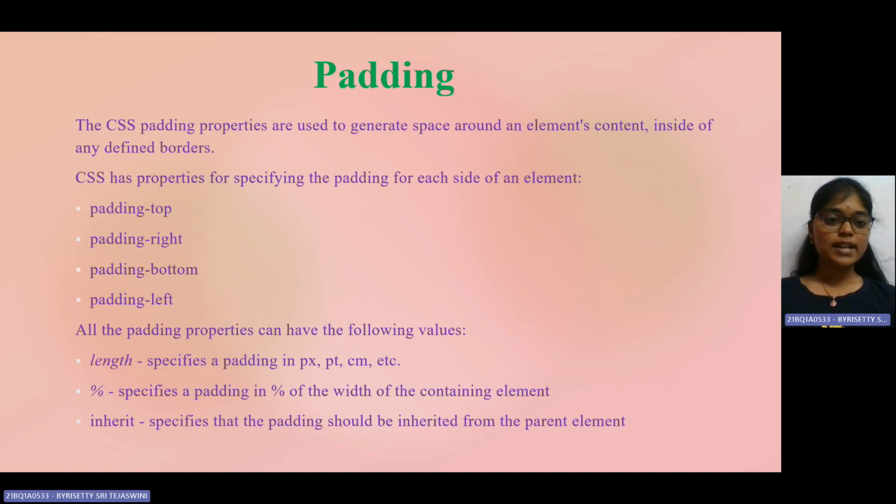All the padding properties can have the following values: length, percentage, inherit. Length specifies the padding in pixels, pt, centimeters, etc. And percentage specifies a padding in percentage of the width of the containing element, so by specifying 50 percent or 20 percent. And inherit specifies that the padding should be inherited from the parent element. So these are the values for the padding properties.